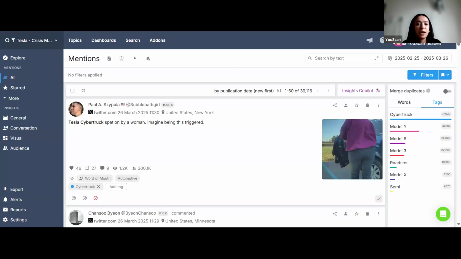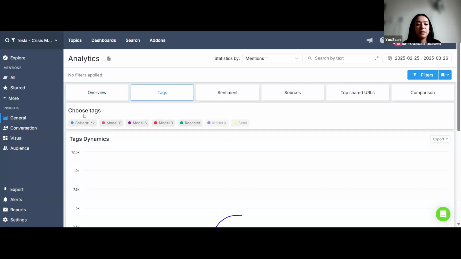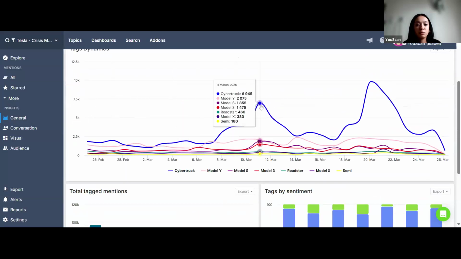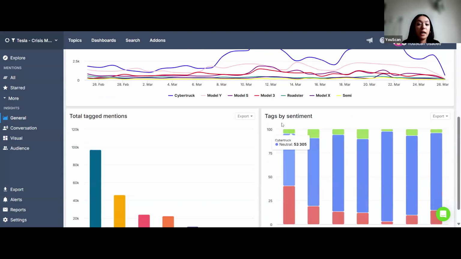Okay. So let's check here. When I go to general, when I go to tags, I can have this distribution of this data. I can see which models people are talking about the most, if there are any peaks. I can see the distribution of sentiment between each model. So I can see there is a huge amount of negative mentions for the Cybertruck model. This is something to analyze.